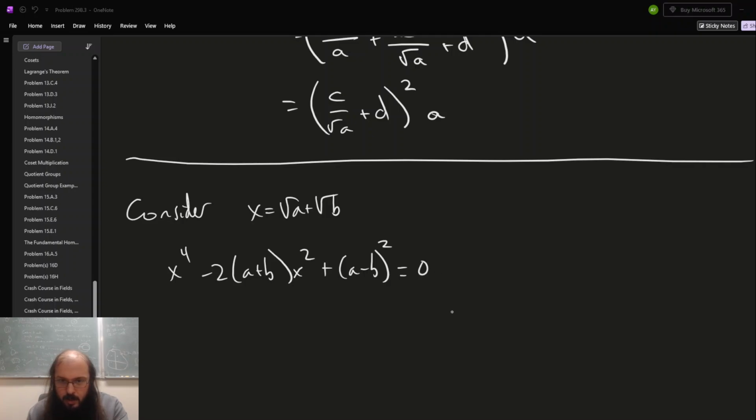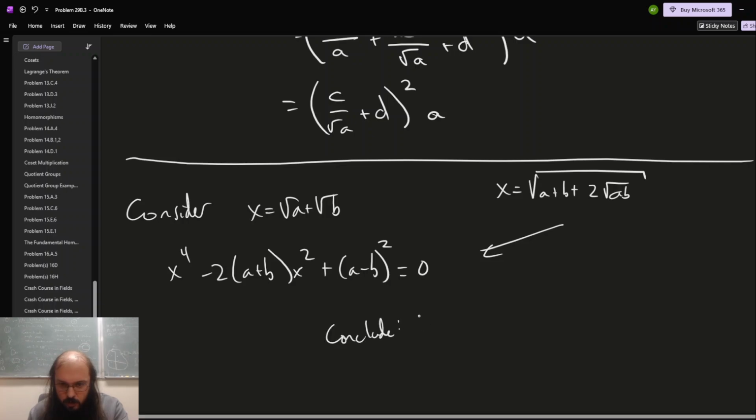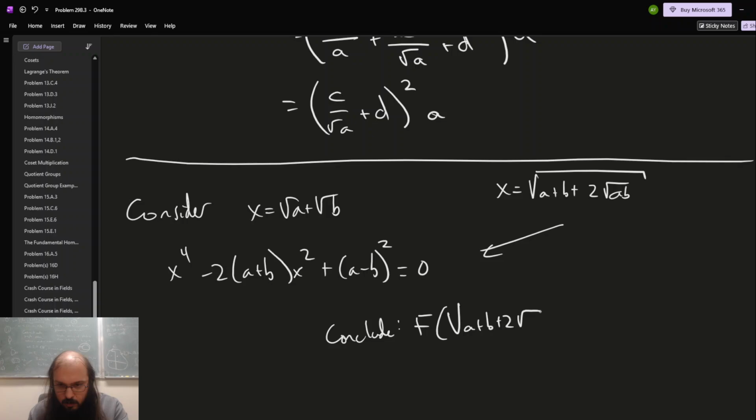And then he asks us to show furthermore that x equals the square root of a plus b plus 2 square root of ab also satisfies this equation. And therefore, to conclude that F adjoin this mess is equal to F adjoin the iterated extension square root of a, square root of b.